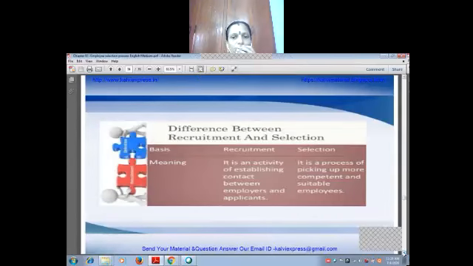Difference between recruitment and selection on the basis of meaning: recruitment is an activity of establishing contact between employers and applicants. So recruitment is where we are encouraging people to apply for the job. But selection is a process of picking up more competent and suitable employees. Selection is about how many applications we got, and from those we select the suitable person for the suitable job. That is a very important role.